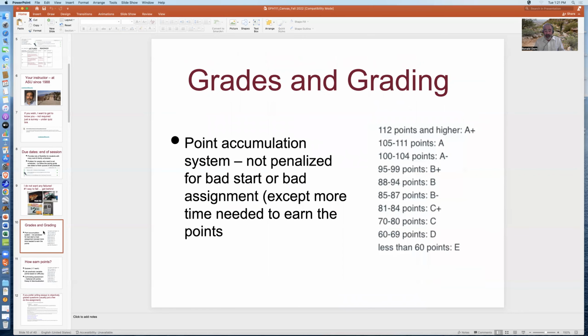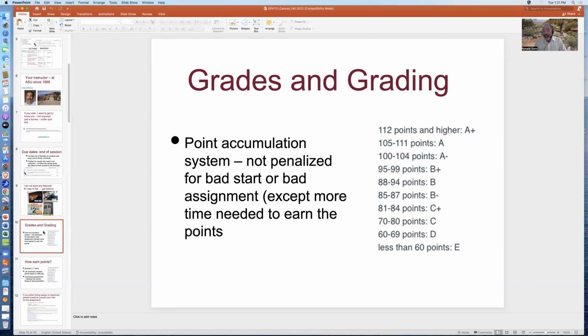My grading system is highly unusual and it tends to confuse students, but it's actually extremely simple. It's point accumulation. Percentages you will see in Canvas, ignore them. Out of points you will see in the Canvas gradebook, I can't turn them off, ignore them. The only thing that matters for your grade is the points that you accumulate.